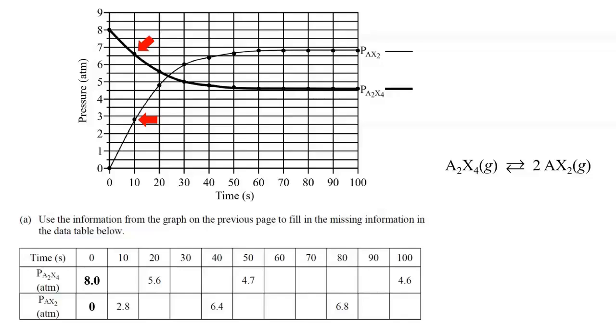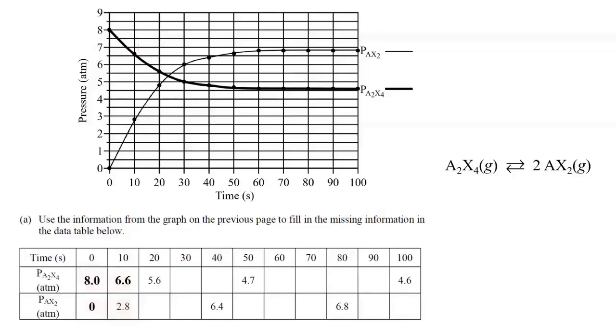6.5 atmospheres. If we consider the stoichiometry of this equation, we know that 1 mole of A2X4 is consumed for every 2 moles of AX2 that is produced. Let's focus on the change in pressure during the first 10 seconds of the reaction, and the change in pressure should be proportional to the change in moles for this balanced equation. So the pressure of the product AX2 increases by 2.8 atmospheres. Therefore, the pressure of the reactant A2X4 should decrease by half that amount, or 1.4 atmospheres. So 8.0 minus 1.4 is equal to 6.6 atmospheres, which we can read from the graph.